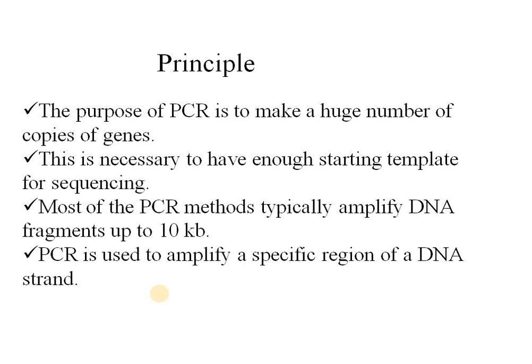If you want to carry out the polymerase chain reaction, it is important to have a starting DNA template. Most PCR methods typically amplify DNA fragments up to 10 kb. So most polymerase chain reactions use a starting DNA template of 10 kb. At least 10 kb DNA should be there for polymerase chain reaction. So PCR is used to amplify a specific region of a DNA strand.